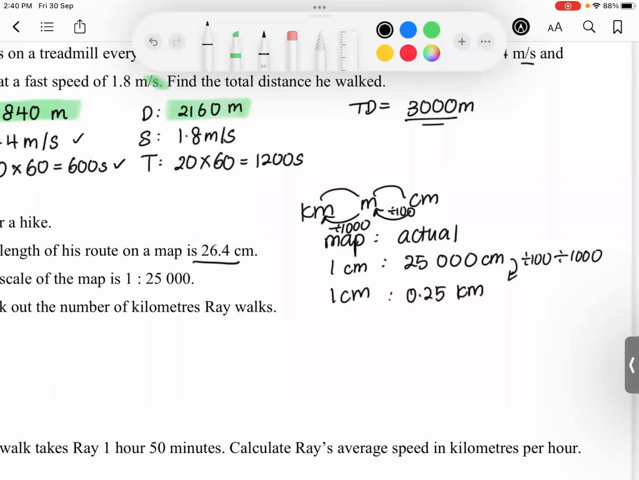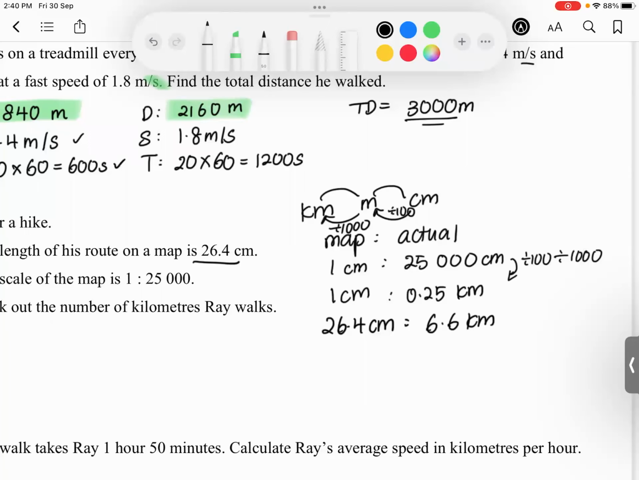Then he says he walked the route 26.4 cm. Then you multiply times 26.4. Okay, so this is now 6.6 kilometers.